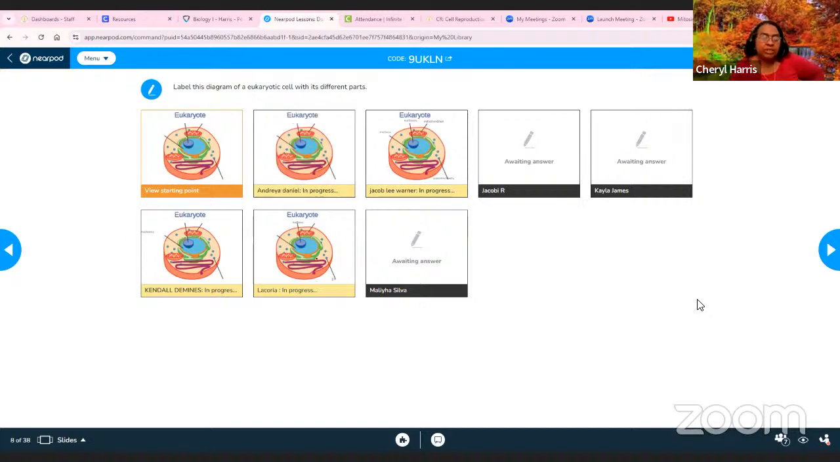Okay, folks, everybody should be trying to label the diagram. Let's go. Oh, finally, she made it.